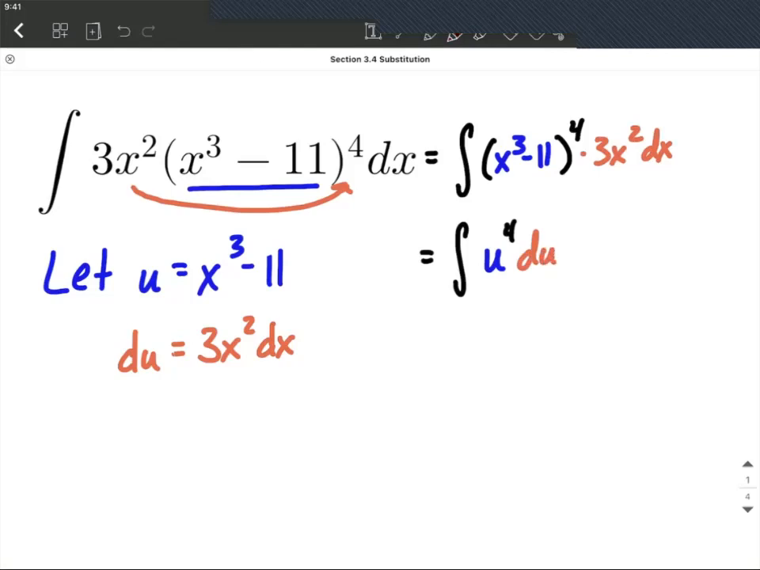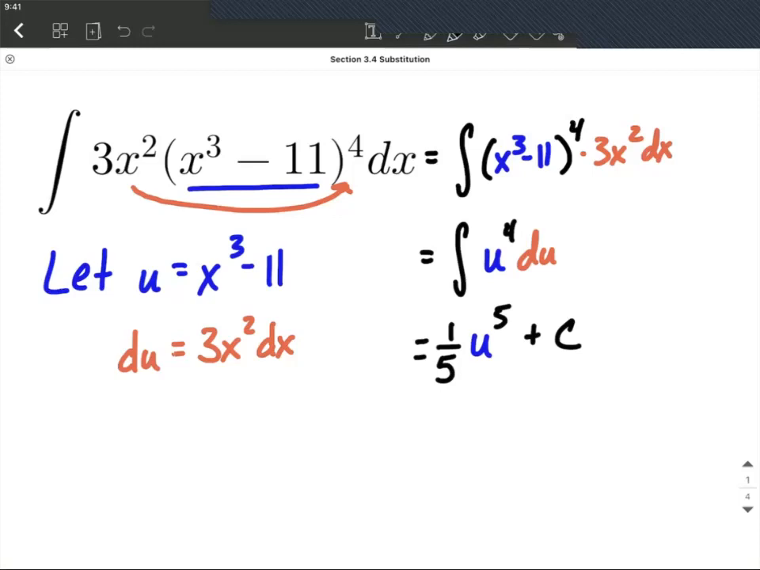So if I asked you, hey, could you integrate u to the 4th du? I think we could, right? What we'd want to do in this case is we're going to increase the exponent by 1. So the 4 becomes a 5. And then we divide by that new exponent, or multiply by 1 over the new exponent out in front. Now for good measure, we're going to also include a plus c. Because this is an indefinite integral, we didn't have bounds of integration.